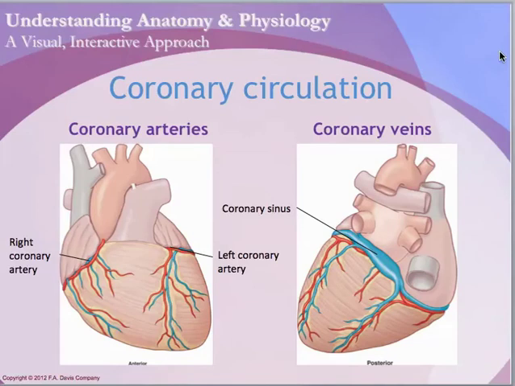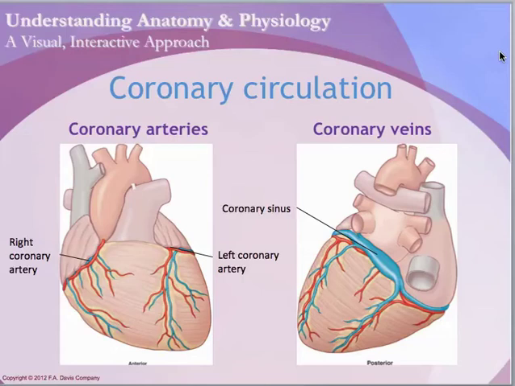Not only is the heart's responsibility to get oxygenated blood out to the organs and tissues, it also has to get oxygenated blood to itself. So how does that happen? That happens through its own vascular system called coronary circulation. The coronary arteries deliver oxygenated blood to the myocardium, okay, and the cardiac veins collect deoxygenated blood.